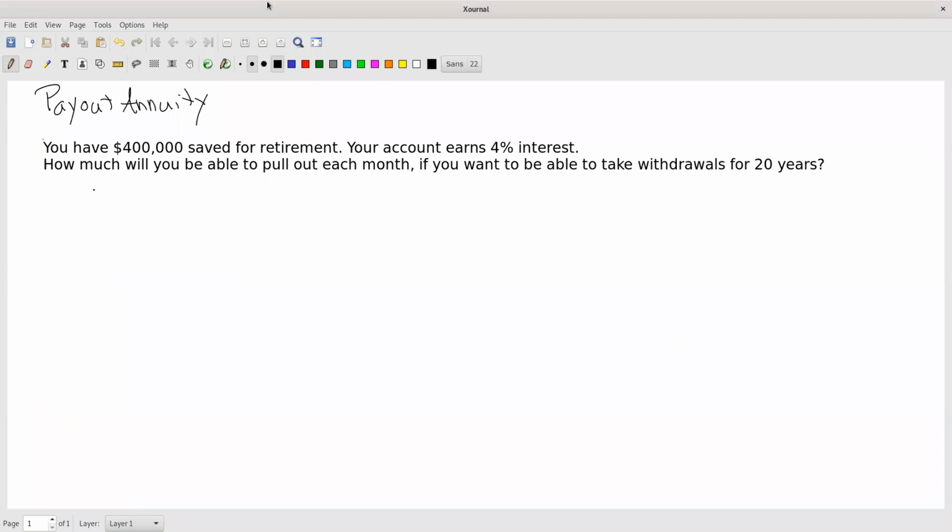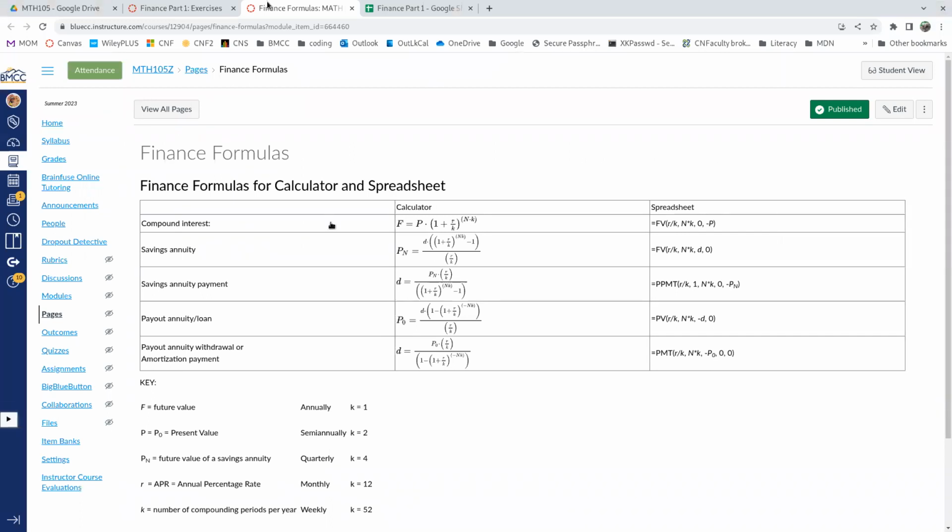So let's see, the initial value is usually called P0, and that is $400,000. Our annual percentage rate, R, is 4%, which we want as a decimal, so 0.04. We are taking monthly payments here, so K, the number of time intervals per year, is going to be 12, and we're going to do this for 20 years. And according to that formula, we want the PMT function.